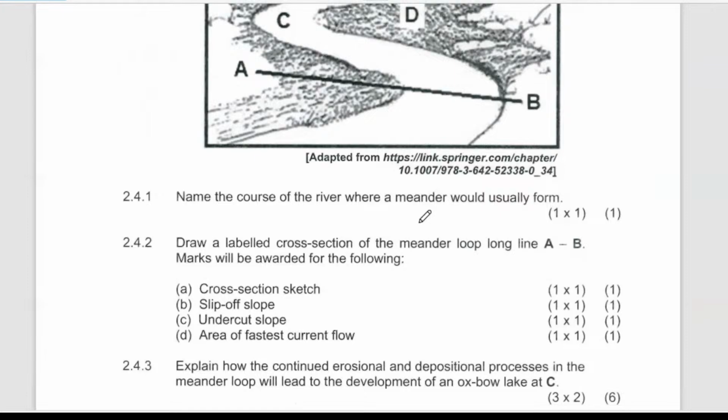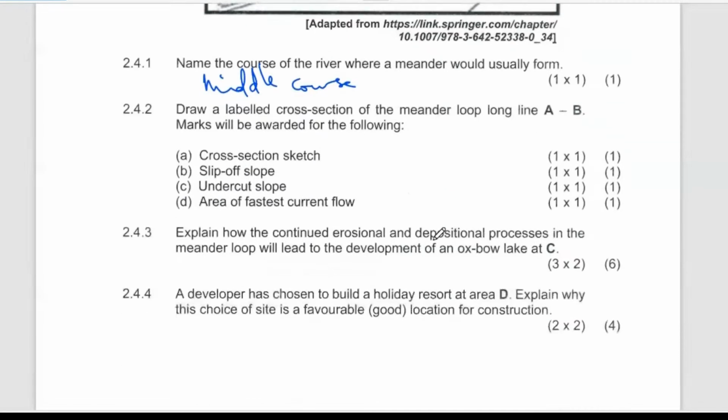The meander is a typical landform in the middle course of the river as we approach the lower course of the river. So typically, the meander is a landform which is predominantly in the middle course of the river, going towards the lower course of the river. That is where we tend to find the meanders developing.